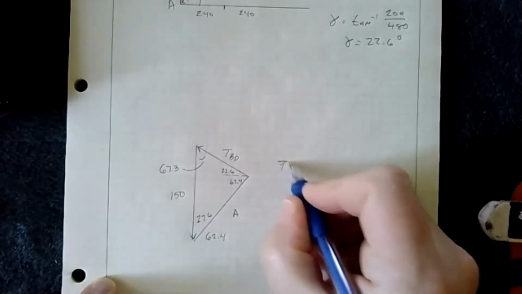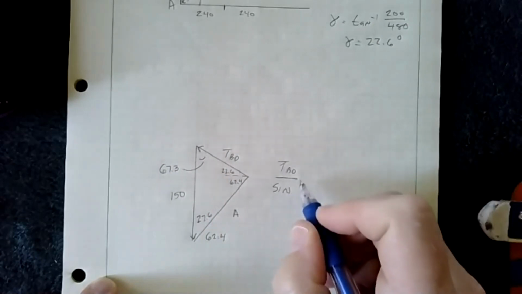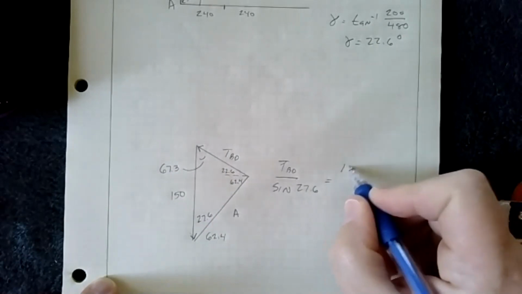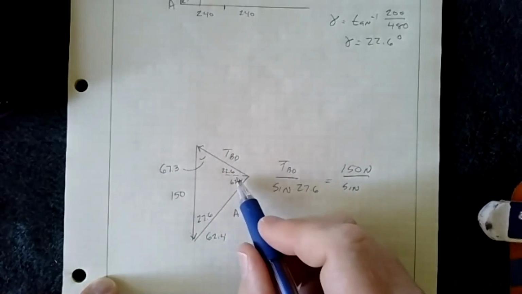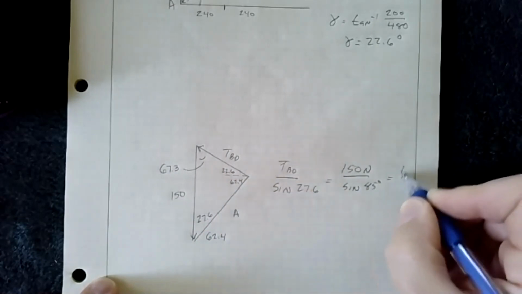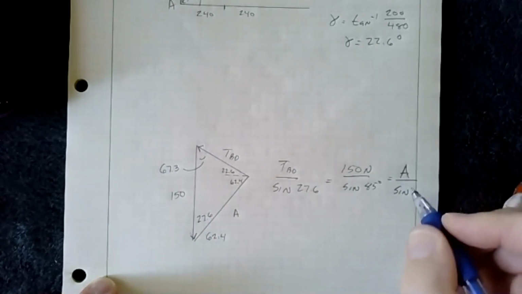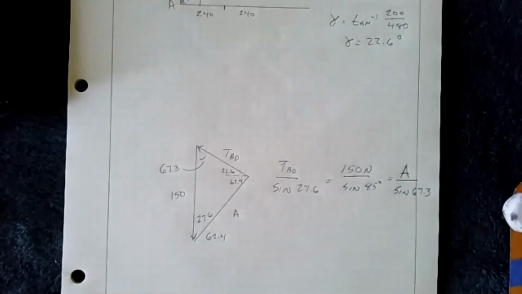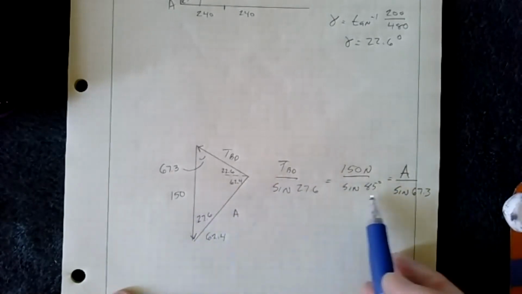So I know that TBD over the sine of 27.6 has to equal 150 over the sine of, and when you add that together, you get 85 degrees, which equals A over the sine of 67.3. And you're done. So really finding this was the time-consuming part. This comes out really easy.